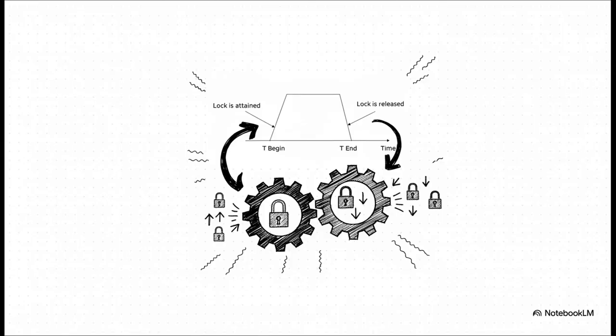Now, systems use very strict rules for how to use these locks. The most famous protocol is called two-phase locking. It's actually pretty simple. In the first phase, the growing phase, a transaction goes around acquiring all the locks it needs. It just collects them. Once it starts the second phase, the shrinking phase, it can only release locks. It can't go back and grab any new ones. This simple rule, collect everything you need, then start letting go, is powerful enough to guarantee serializability.